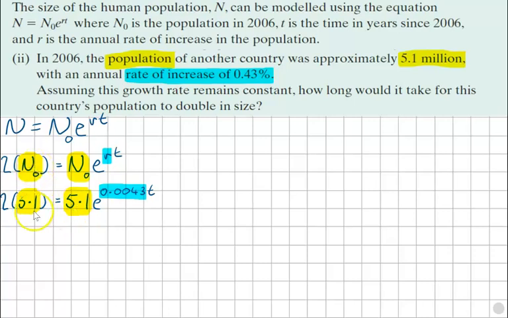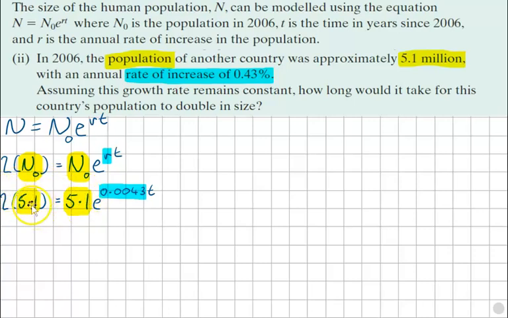So n0 is 5.1. We were told it was 5.1 million. You can keep it as 5.1 so long as you keep the right hand side the same, so 5.1 as well. As in, you don't need to have 5,100,000. It's just a bit tidier to use the decimals. But just make sure that you've got the same on both sides. So you couldn't have 5.1 on the left and then 5,100,000 on the right. You have to either have decimals or have the long numbers.